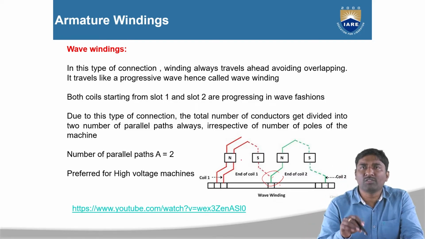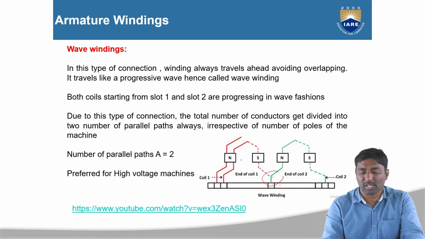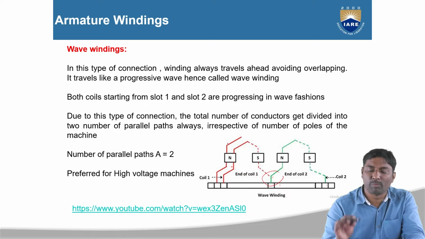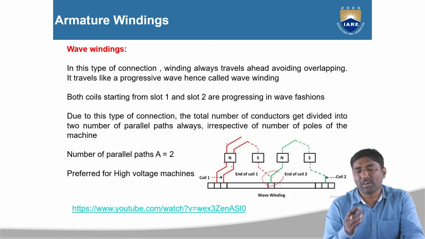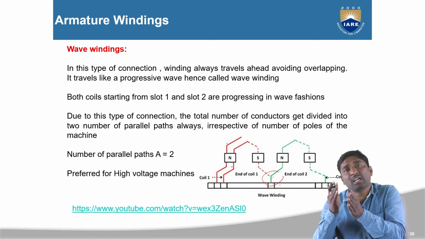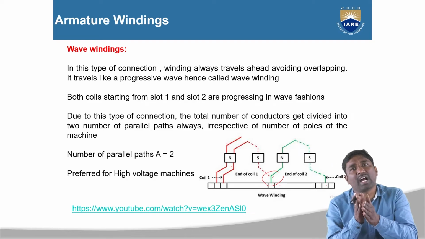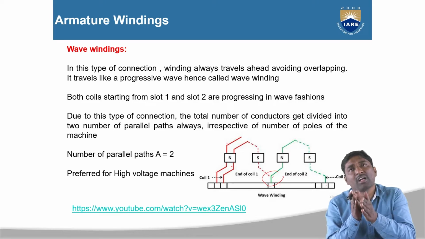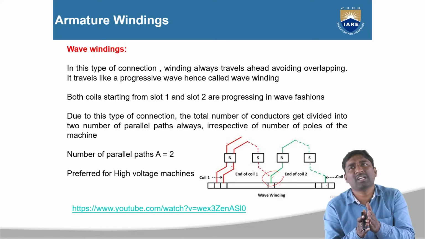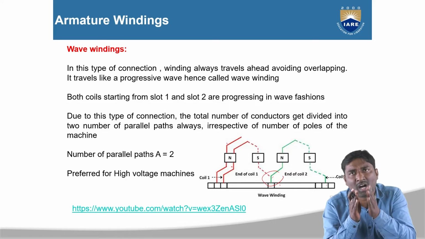Due to this type of connection, the total number of conductors gets divided into two parallel paths. You can observe here, this is one parallel path and this is the second parallel path. If you take any number of conductors or coils, all the coils are connected in a progressive manner, and coil 1 and coil 2 are in parallel here. So you get two parallel paths. Due to this type of connection, the total number of conductors gets divided into two parallel paths always.